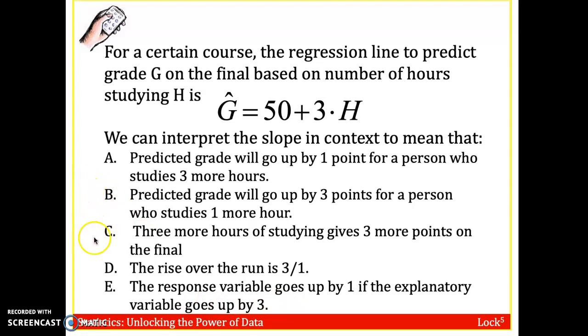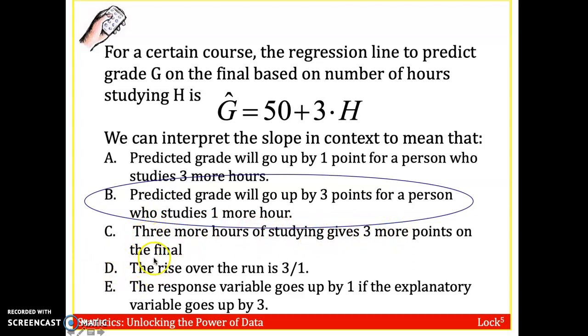The best interpretation is going to be B. So the slope is 3 right here. So if we increase H by 1, that's if someone studies 1 more hour, they would predict that their final exam score would go up by 3 points. So A is wrong because the 3 and the 1 are switched. C is wrong because it's not interpreting slope correctly. 1 more hour studying gives 3 more points.